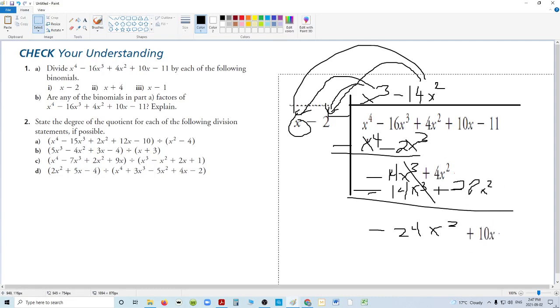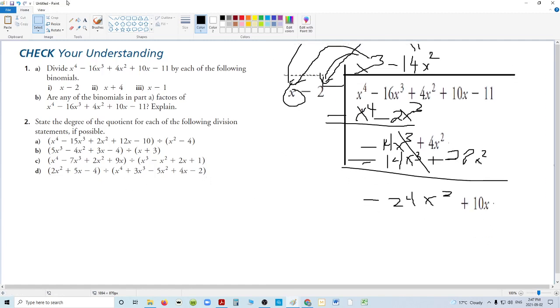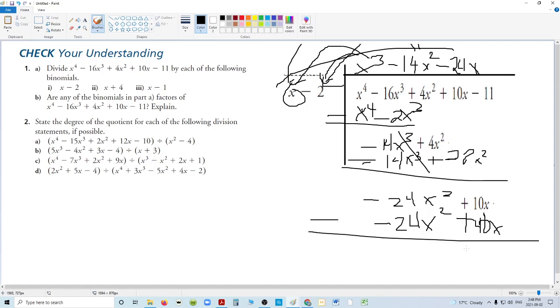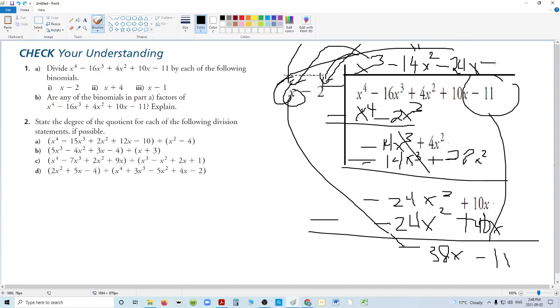And I ask myself, what do I have to multiply x by to get minus 24x squared? I have to multiply by minus 24x. And when I do, I multiply here, get my minus 24x squared, and then I multiply it by minus 2 to get plus 48x. And then when I subtract that, I get minus 38x. Then I bring down my last number, minus 11. And I ask myself, what do I have to multiply x by to get minus 38x? Well, minus 38 is the only thing I can put in there. And I get minus 38x. And when I multiply by minus 2, I get plus 76. And when I subtract that, I get a minus 87 remainder.